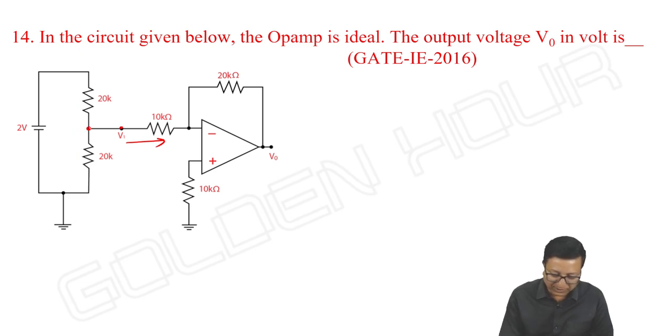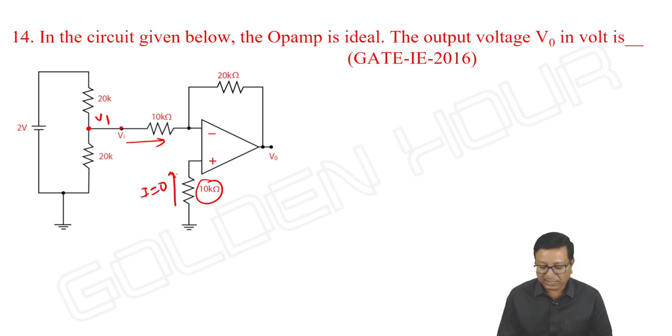First thing is let us take this voltage V1. How do we find V1? And one more thing, this 10K is connected. Is there any role of this 10K? This current is 0. 10K does not play any role. So I can remove this. So this voltage is 0. So due to virtual short, it is also 0 volts.